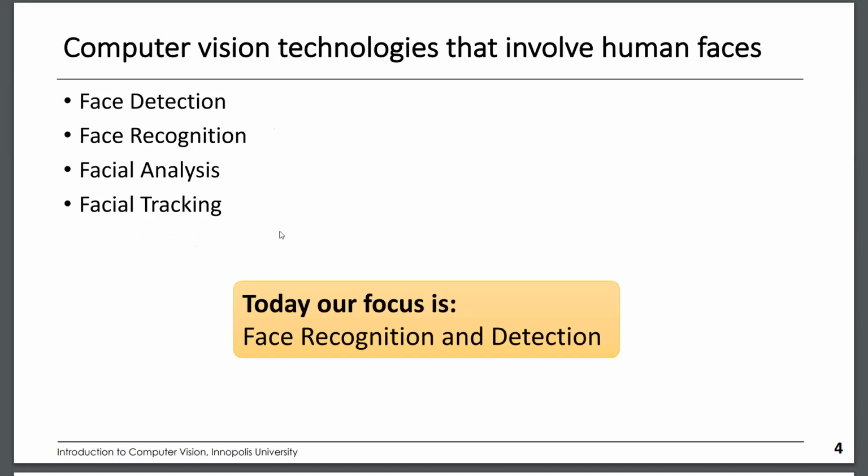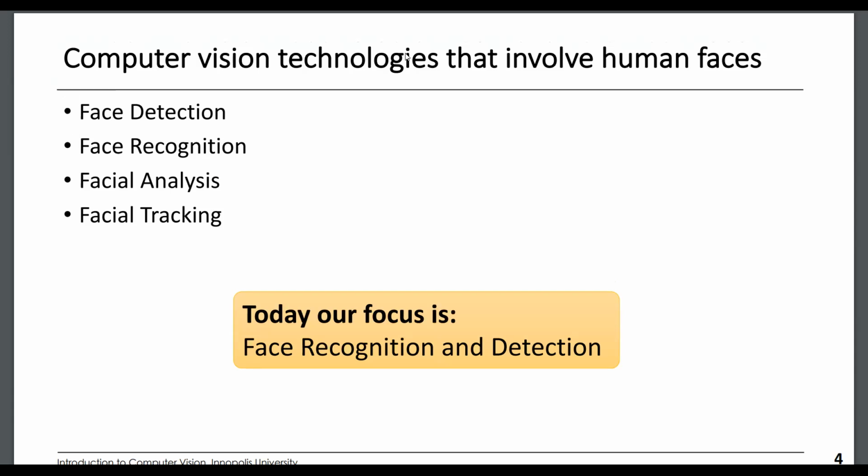Today's focus is going to be on facial recognition and facial detection. Usually there are four tasks that you could do with human faces. The first is to detect the human faces. Of course, human face detection does not mean that you will understand who the person is. You will just detect the face. So this is the face, this is the body. You will do object detection on the face.